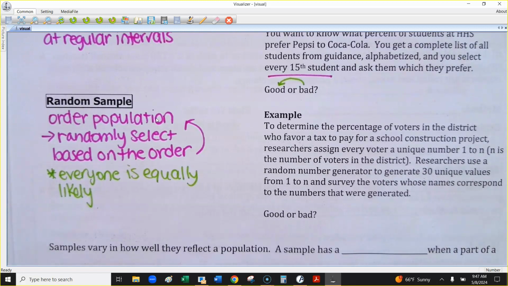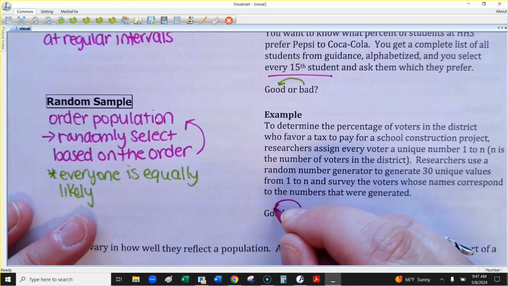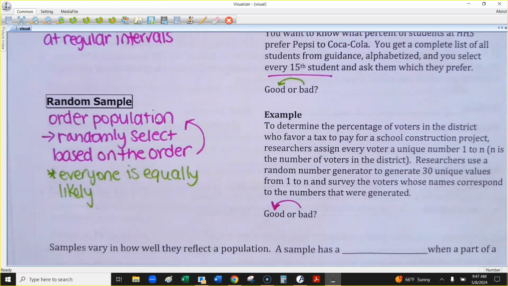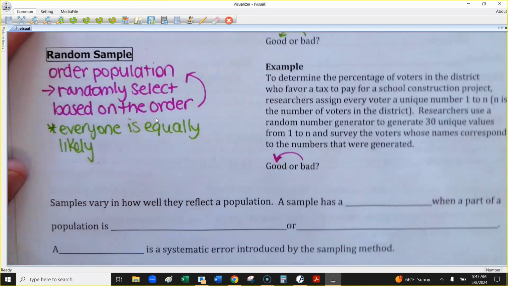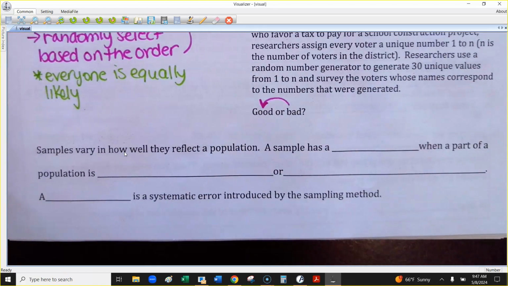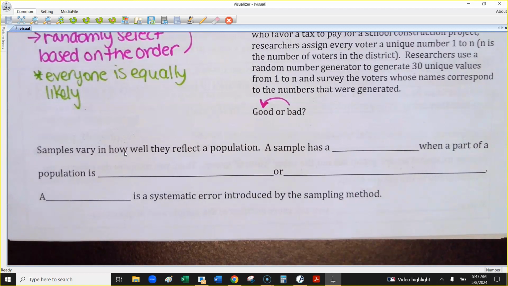Now, in general, if you can do this, the random sample tends to be the best. It tends to be good. But again, there are different scenarios where you might read the situation and go, I don't know about this. So it just depends, but most of the time this is a really good way to get your sample going for your data.